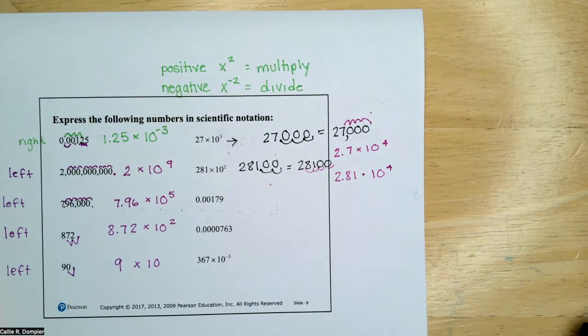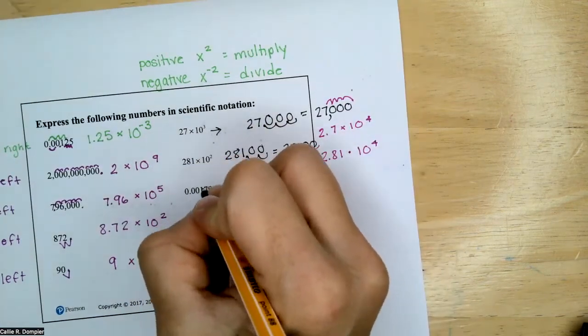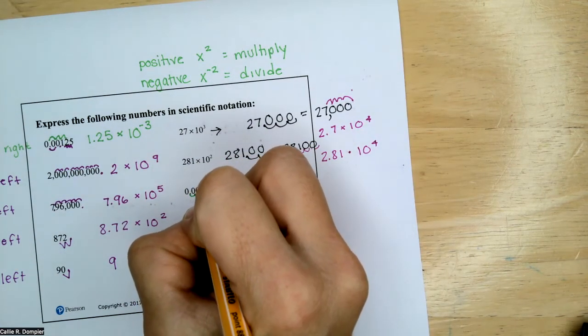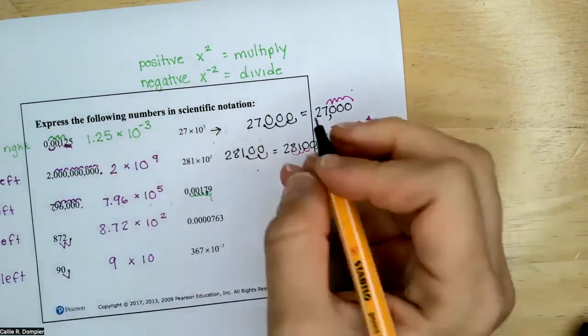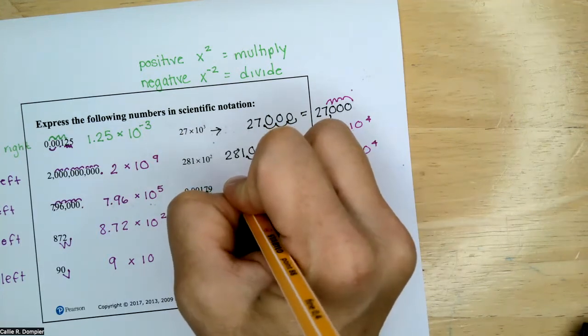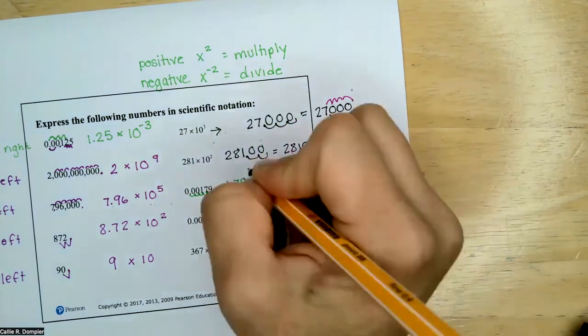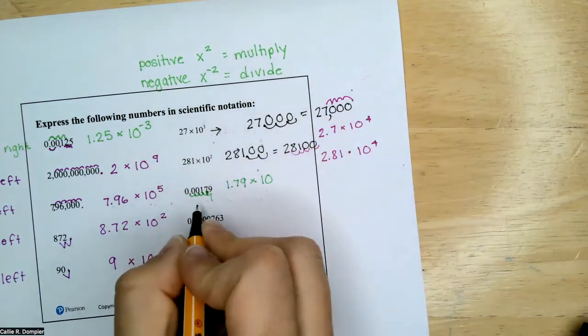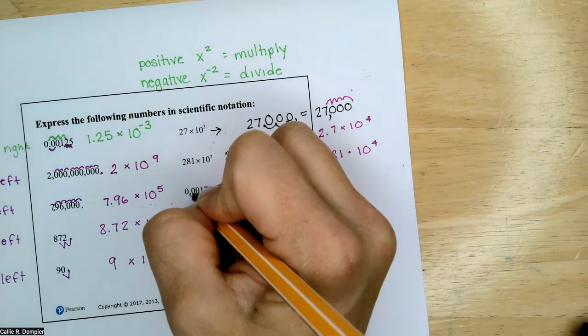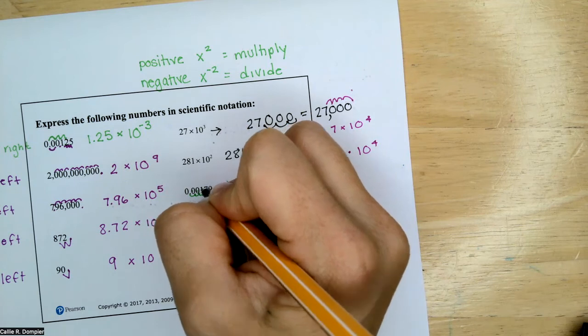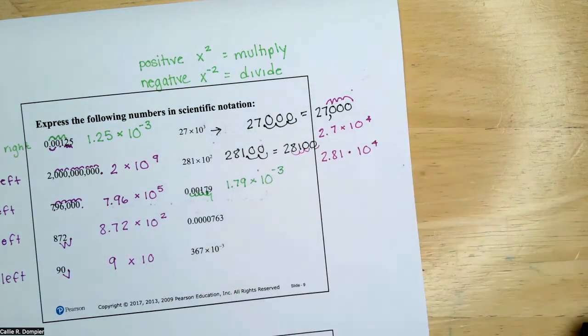Here, we're going to go right? It's a very small number. 1, 2, 3, 4. Oh, no, sorry, just 3. I keep doing that both times. 1.79, just go after you get to your first digit, times 10. We went right, so it's a negative. 10 to the negative 3.